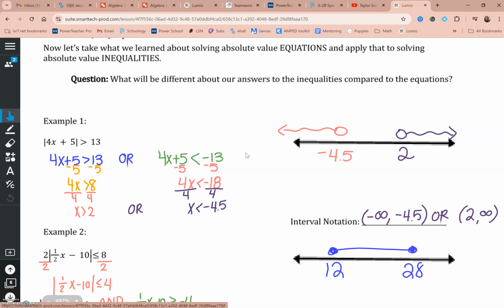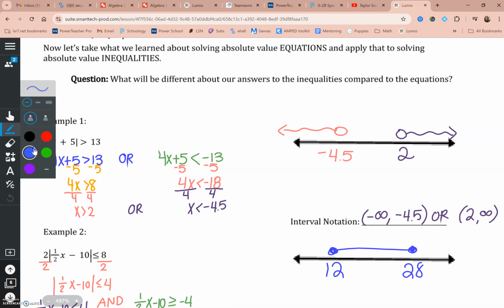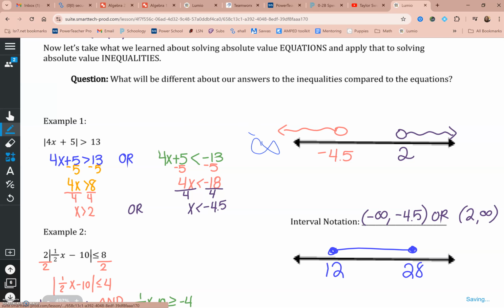Since it's an or, we throw them both on the graph. The interval notation is wherever we see at least one line. So we start over here at negative infinity, and we're going all the way until negative 4.5. So we have negative infinity to negative 4.5. We have a parenthesis around negative 4.5 because it's an open circle. And then we have a break in the graph. Since we have a break in the graph, we're just going to put or, and it picks up at 2, and it goes all the way to positive infinity. And remember, those infinity signs always get parentheses.